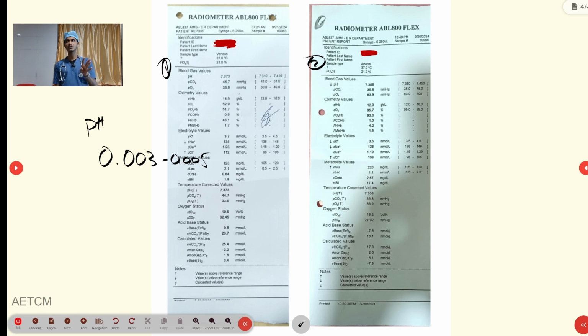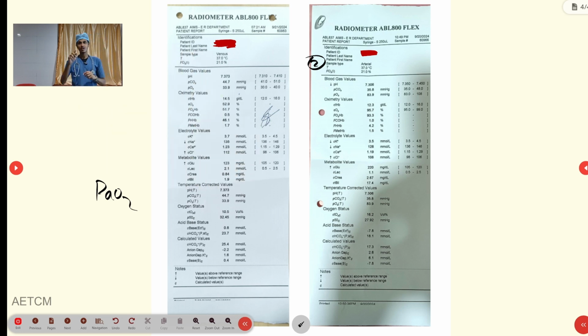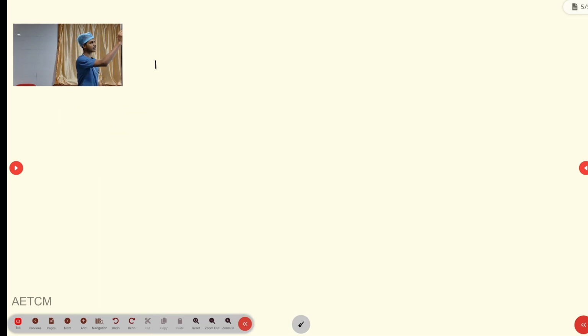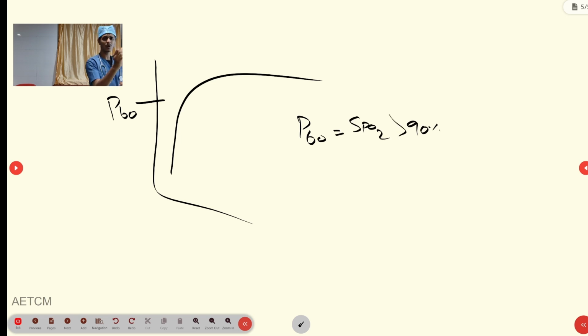Fourth differentiation: if you have an ABG paper or VBG paper with you, you have to check the PaO2 level, that is your PO2 level. You might be aware of the oxygen dissociation curve, right? In that curve there is one value called P60, partial pressure of 60. At the time of P60, the SpO2 will be more than 90%. So what you have to do is take the ABG paper and see the PaO2 level.